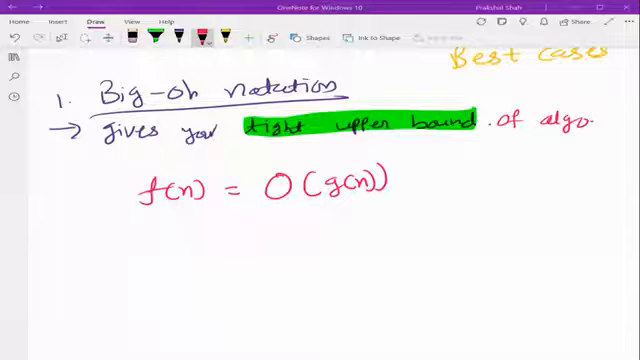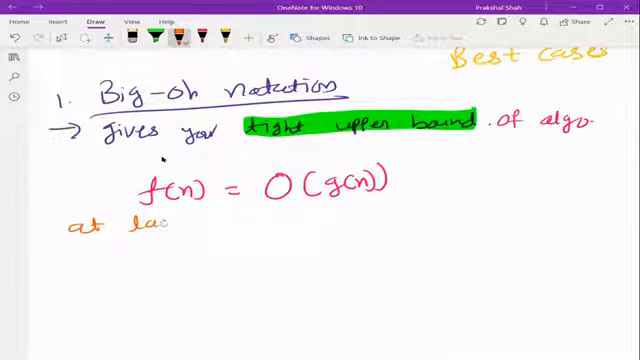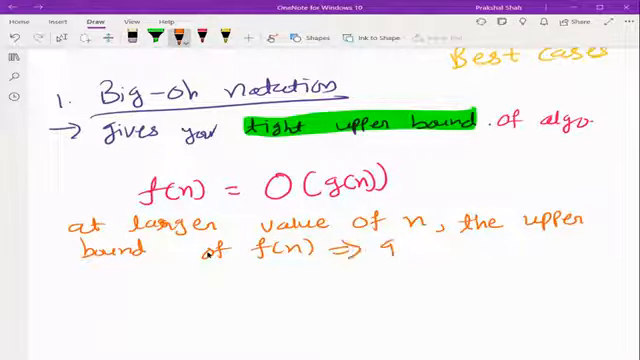So at larger values of n, I can also write that the upper bound of f of n will be g of n. If you are considering larger values of n, f of n will be big O of g of n. Now how is it? Let me show you.